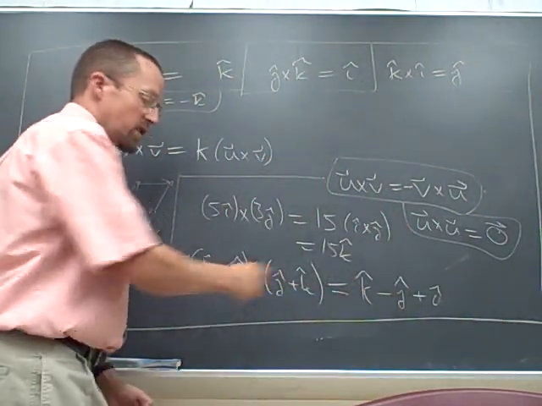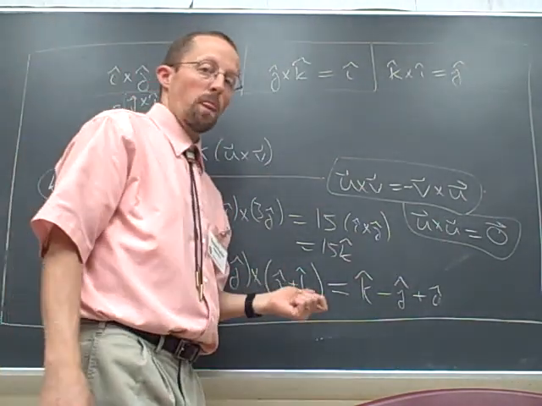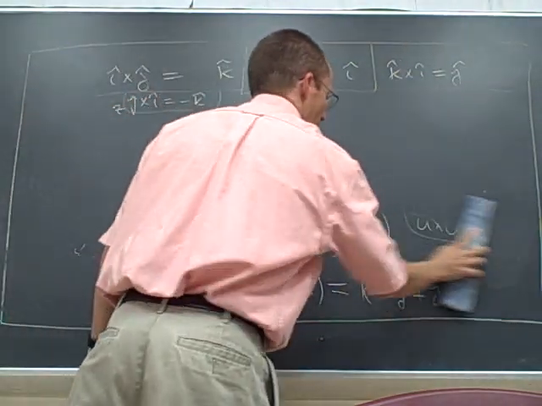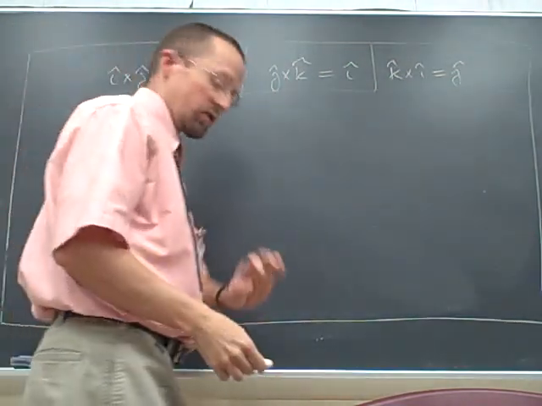So it's this distributivity property, it's also called a linearity property, that we're going to assume is true, and it's the one thing that we don't really know how to prove geometrically yet. But it'll allow us to take the cross product of any two vectors.